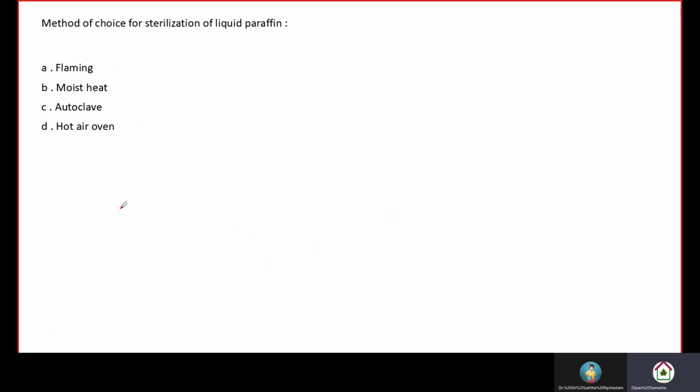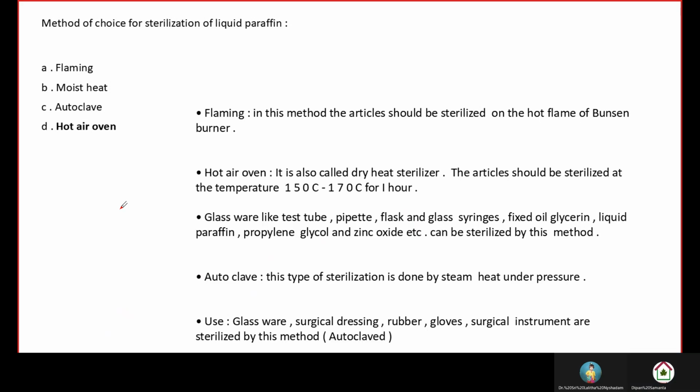Method of choice for sterilization of liquid paraffin: flaming, moist heat, autoclave, hot air oven. And the answer is hot air oven. So hot air oven is called a dry heat sterilizer. The articles should be sterilized at a temperature of 150 degrees Celsius to 170 degrees Celsius for 1 hour.